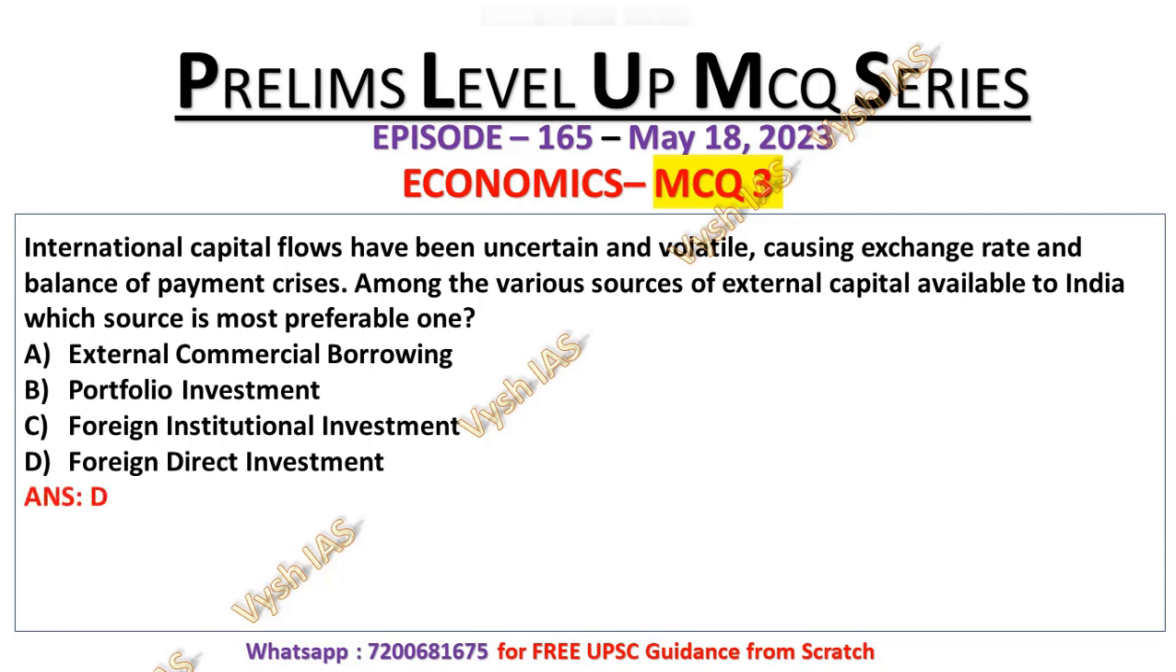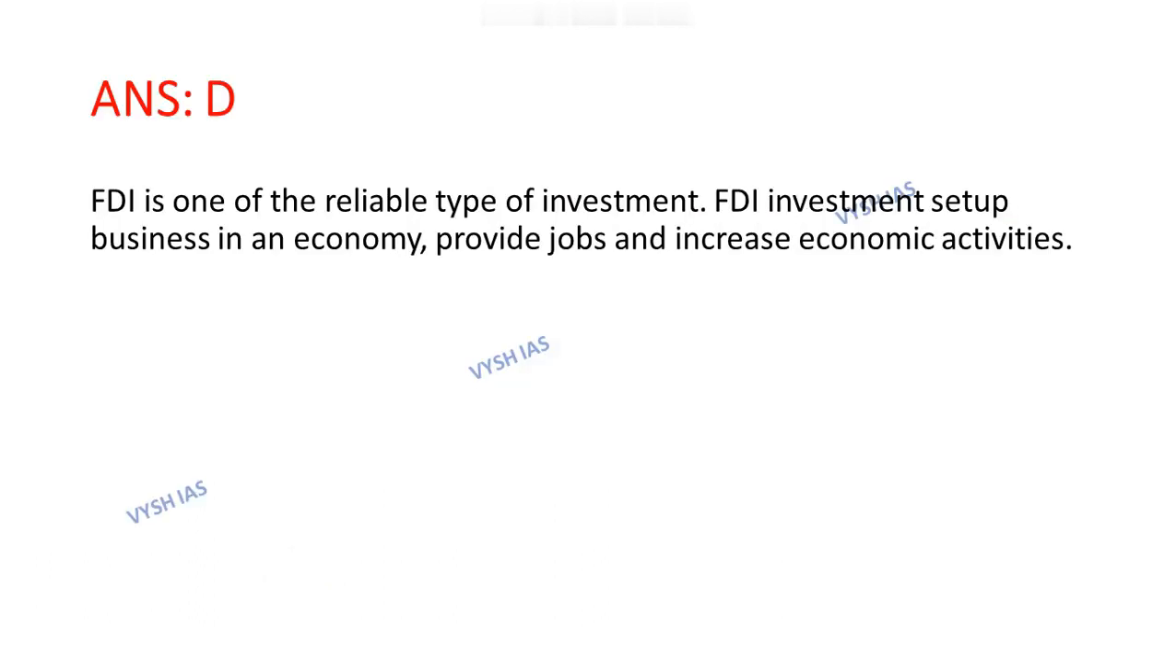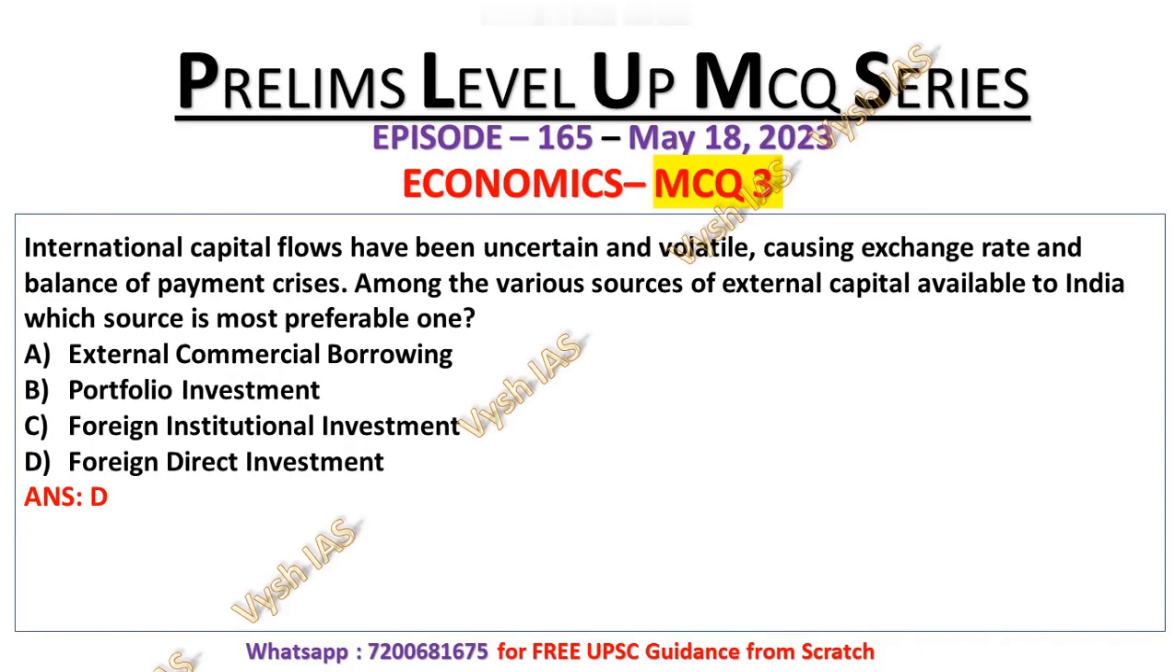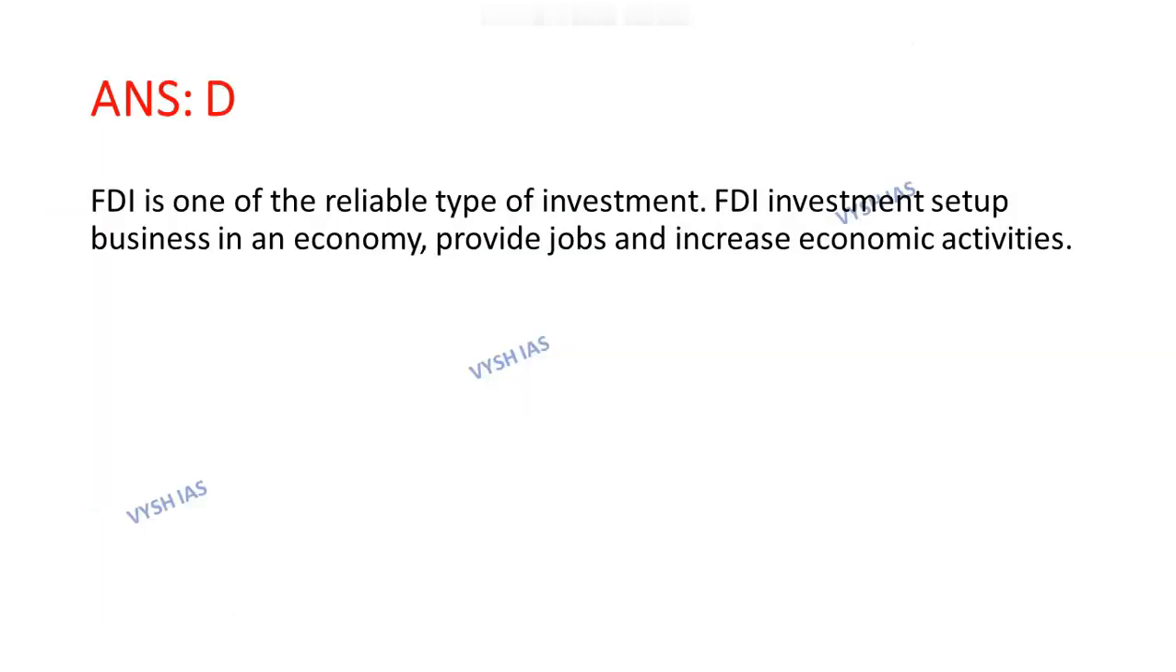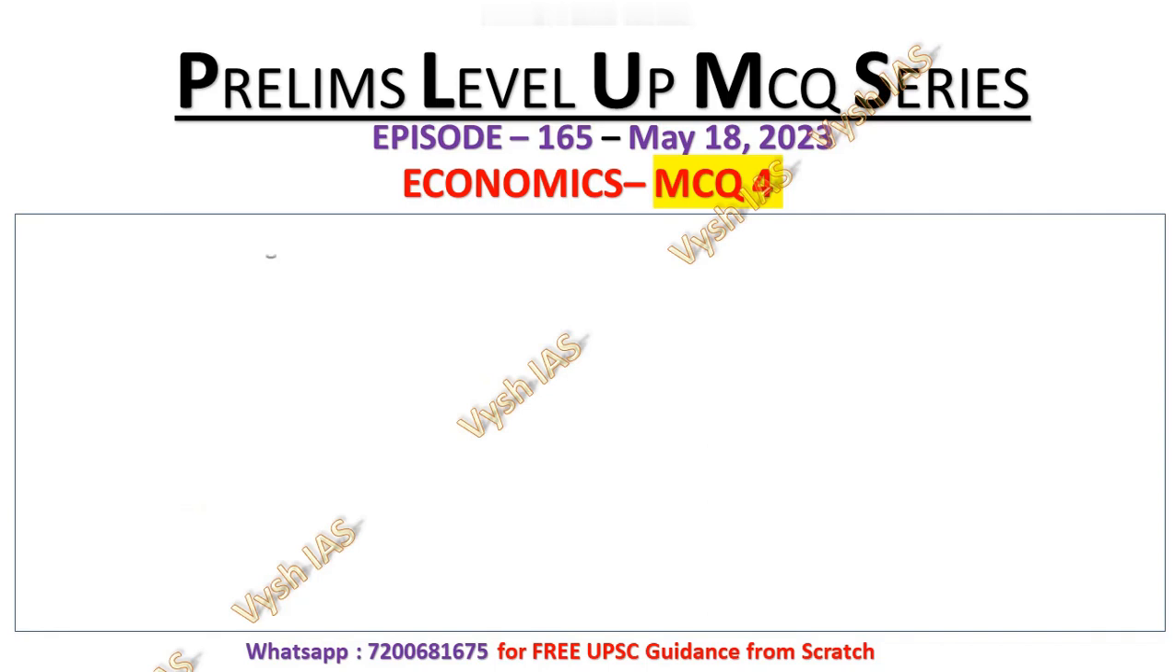So its correct answer will be option D, that is foreign direct investment. Now let's look at the explanation. Foreign direct investment is one of the most reliable types of investment. FDI sets up business in an economy, provides jobs and increases economic activity. That's why option D is the most preferable one. Now move on to MCQ number 4.